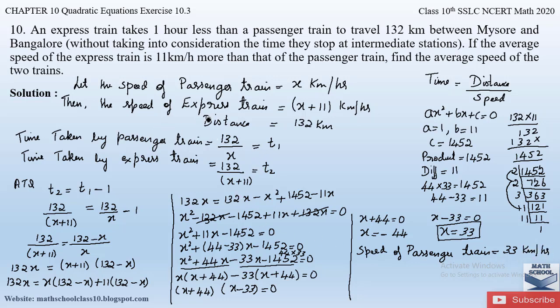Now what is the speed of the express train? It will be x plus 11. So we will get speed of express train is 33 plus 11, that is nothing but 44 kilometers per hour. So this is how we solve this problem.